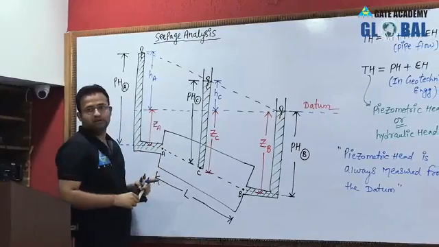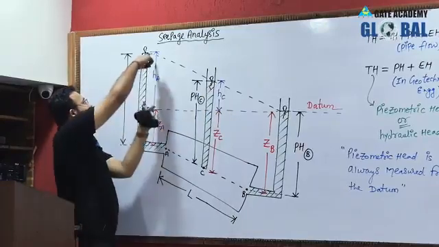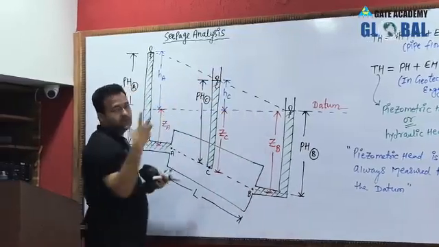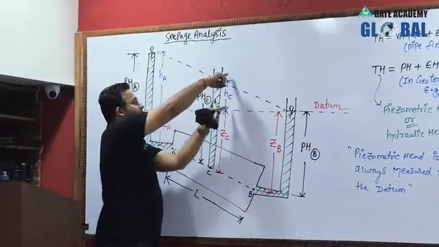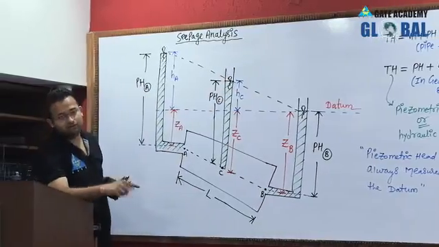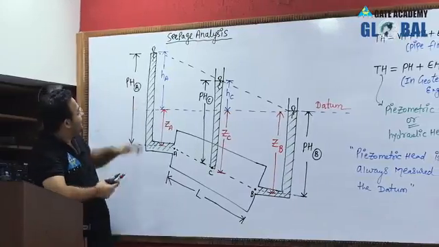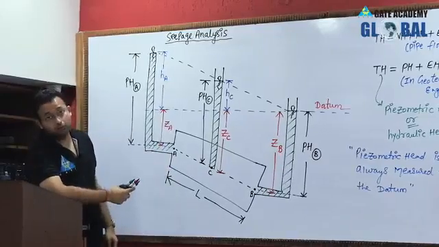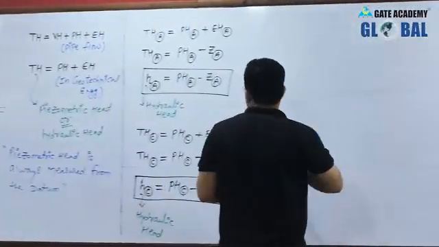How much energy is reduced? From here to here, this much energy is reduced. Suppose HA is 50 and HC is 30, so 20 is the loss of energy. So these hydraulic heads are showing the available energy in the water.